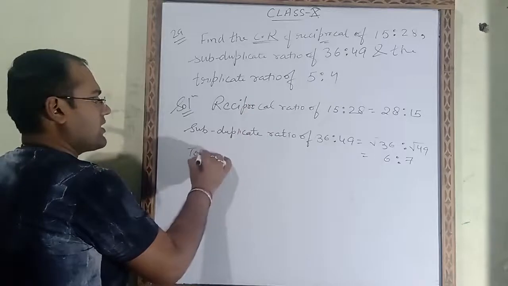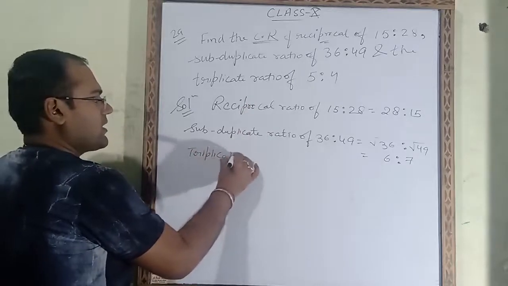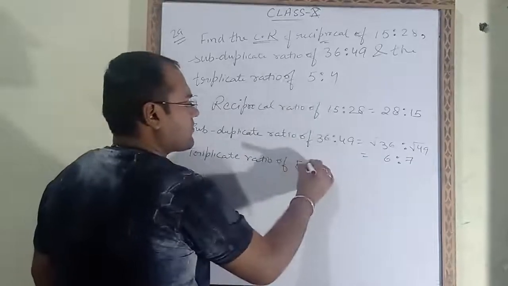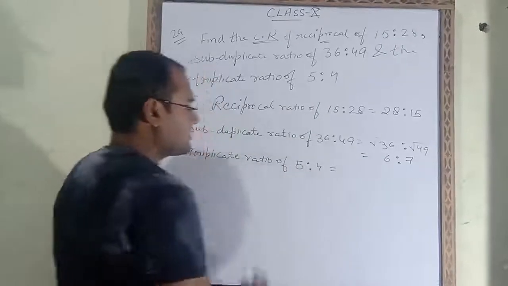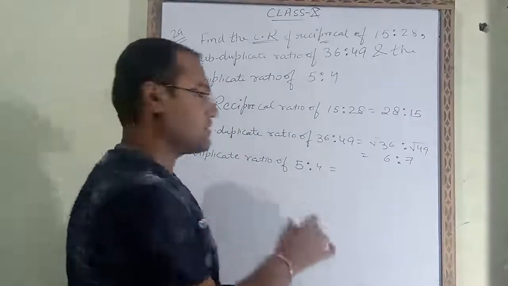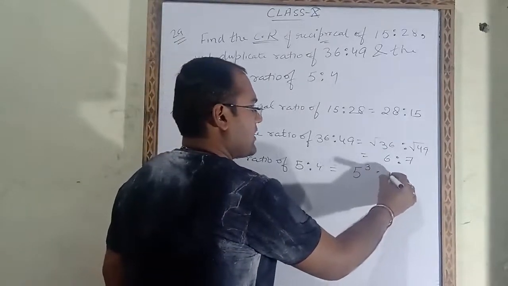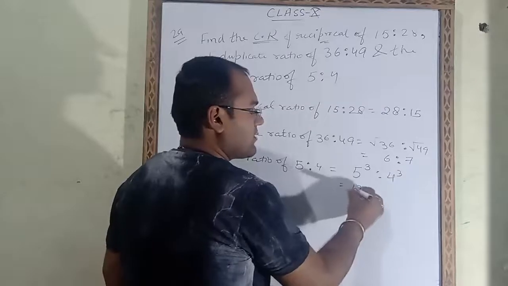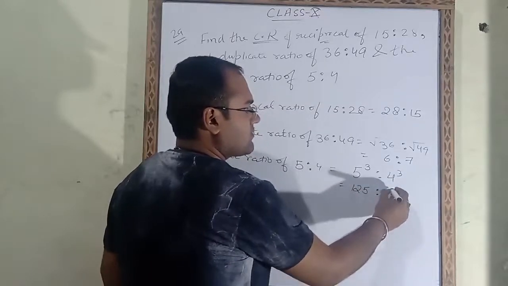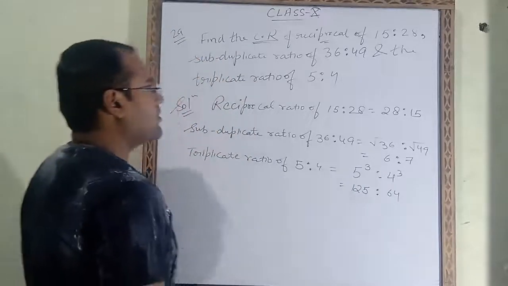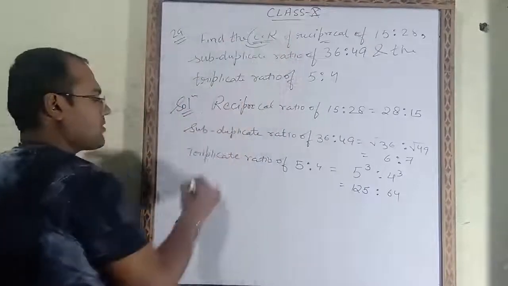So now we will find the triplicate ratio of 5:4. This is not subtriplicate, this is triplicate. So we will find the cube of 5 and the cube of 4. The answer will be 125:64. Now we will find this compound ratio.